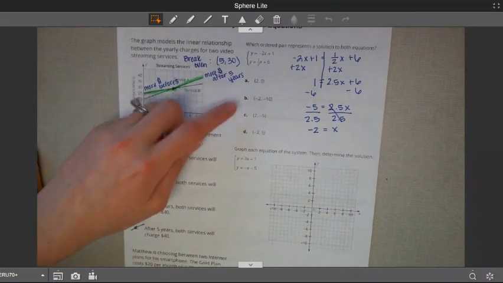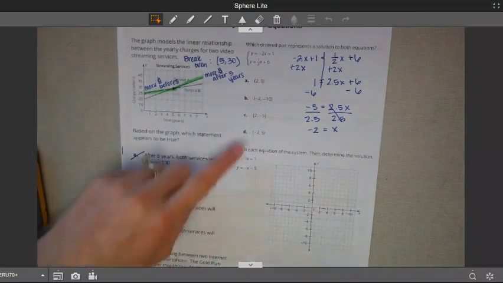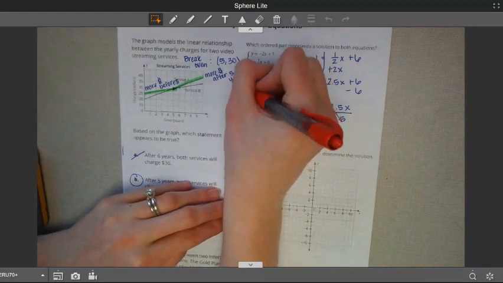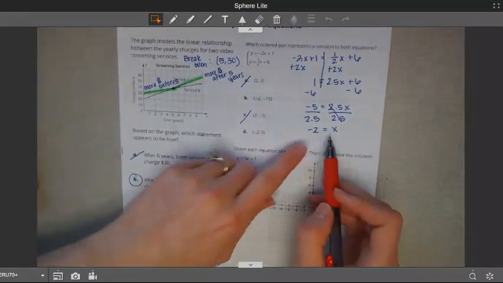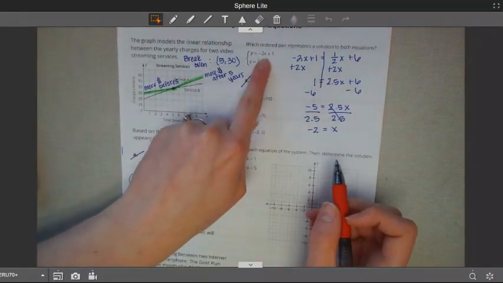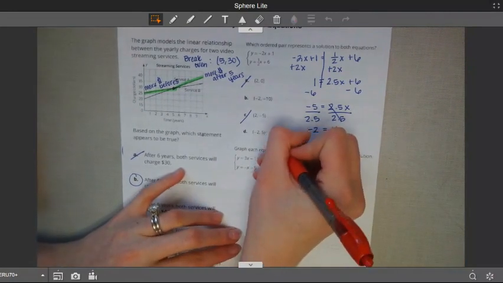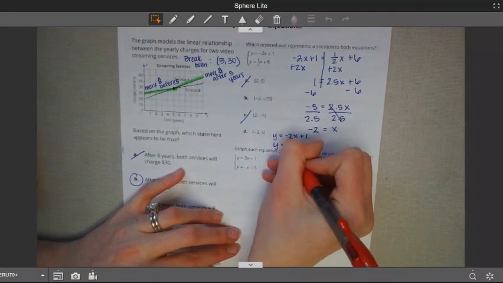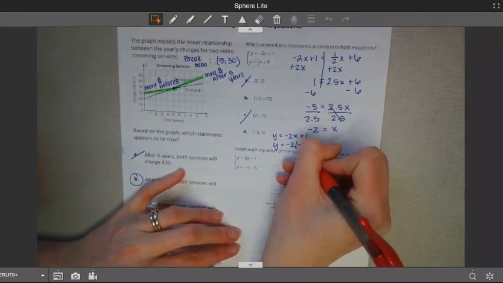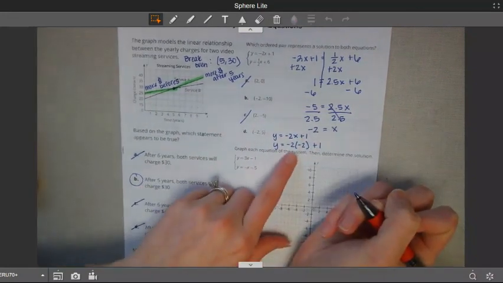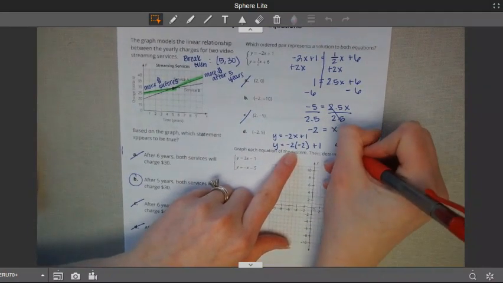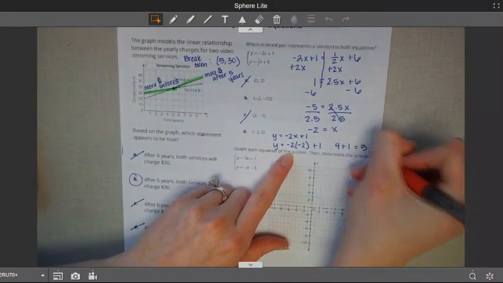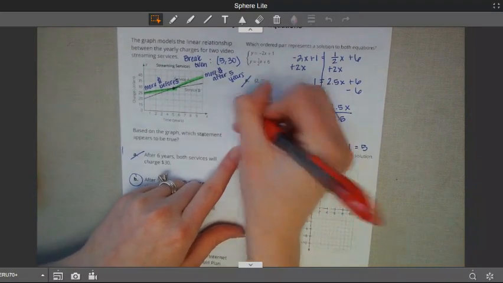Well, I have two options where the x value is -2. So to figure out the y value, I know A and C aren't true, I'm going to plug -2 in for x in one of the original equations. So the original equation is y equals -2x plus 1. So I'm going to say y is equal to -2 times -2 plus 1. -2 times -2 is 4. 4 plus 1 is 5. So y equals 5. D is the best choice.